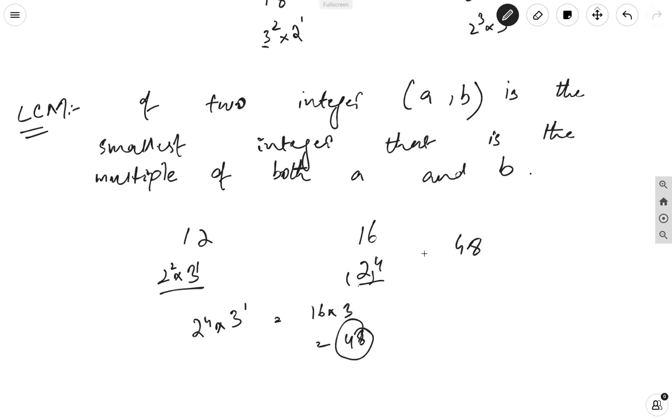Now, if you divide 48 by 12 or 16, it is evenly divided and there is no remainder. So you got the difference between LCM and HCF.